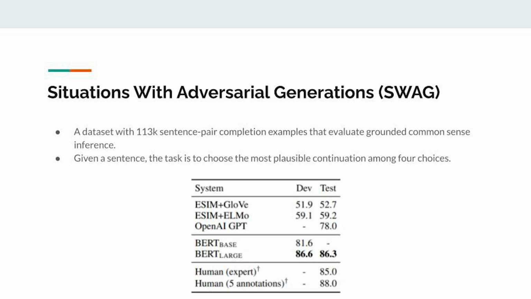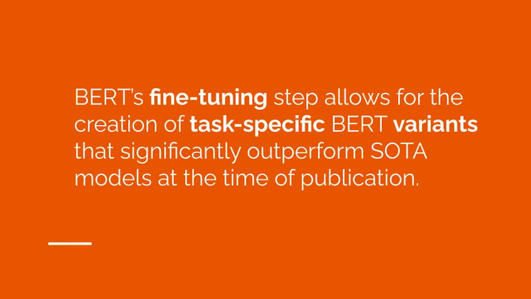In both cases, 1.1 and 2.0, both BERT large and BERT base outperformed all state-of-the-art models at the time of publication. And finally, Situations With Adversarial Generations, or SWAG. SWAG is a dataset with 113,000 sentence pair completion examples that evaluate grounded common sense inference. Given a sentence, the task is to choose the most plausible continuation among 4 choices. Unsurprisingly, given the initial pre-training of BERT, it outperforms all state-of-the-art models at the time of publication. BERT's fine-tuning step allows for the creation of task-specific BERT variants that significantly outperform state-of-the-art models at the time of publication.